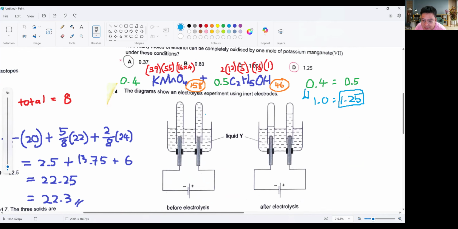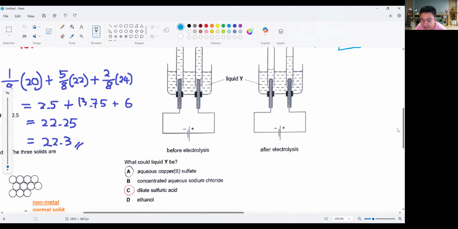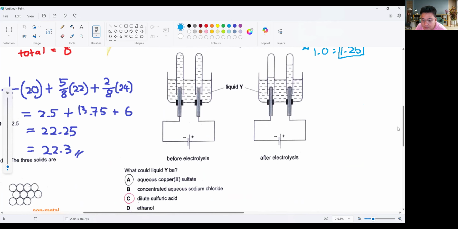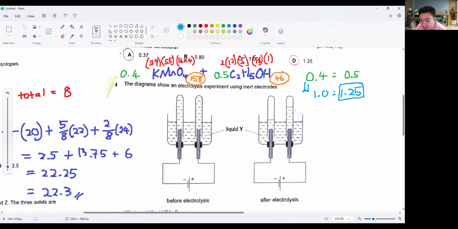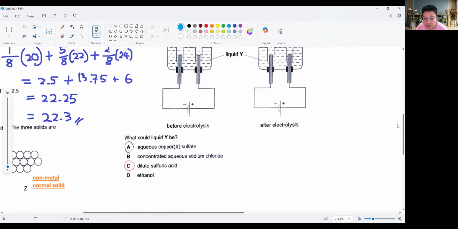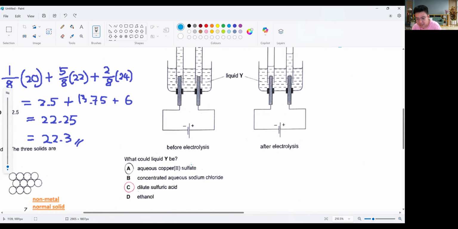The diagram shows an electrolysis. All right, so now you look at the next question. What could liquid Y be? You see here at the anode, at first it's full of water, but after coming out here, there's gas. Here, there's gas. So what could liquid Y be?